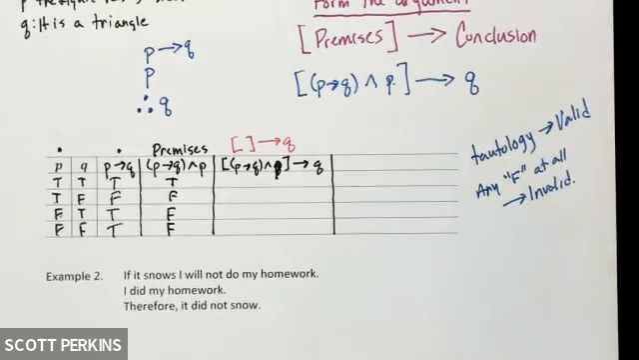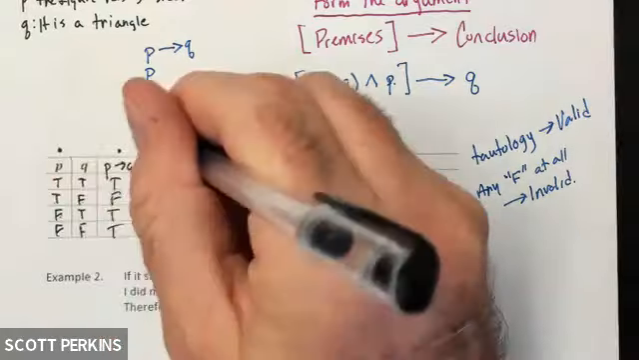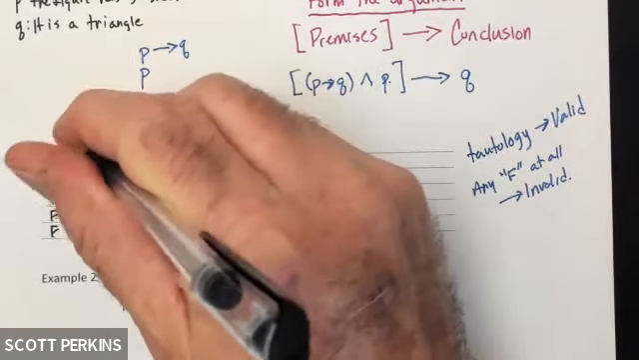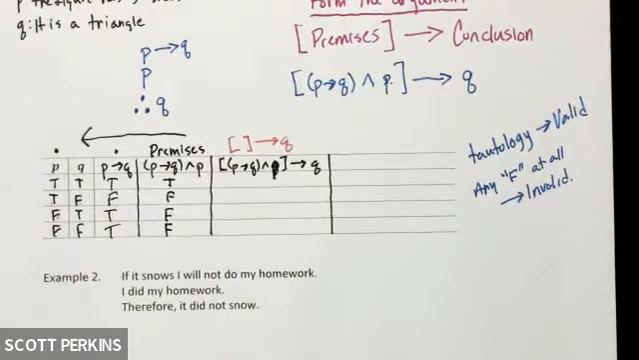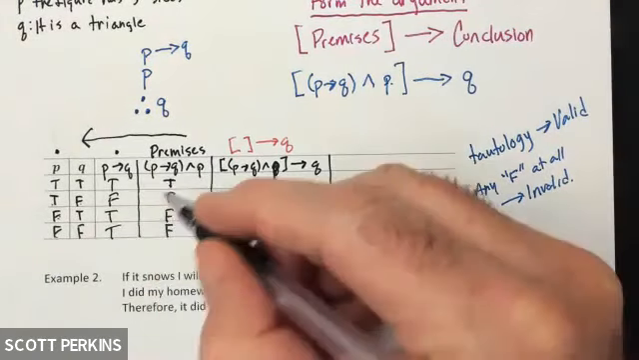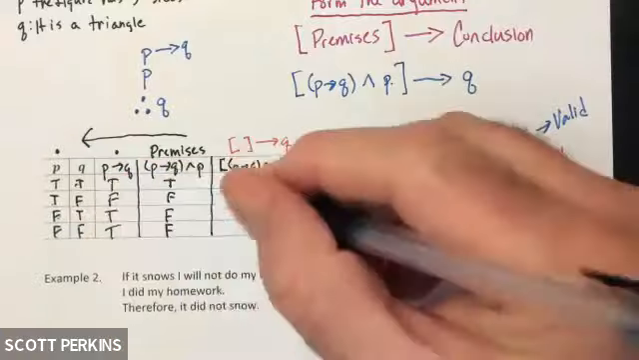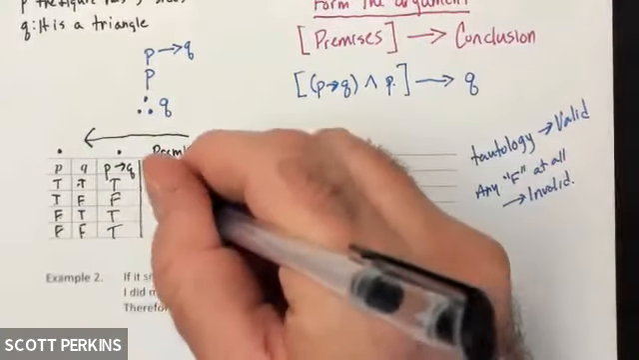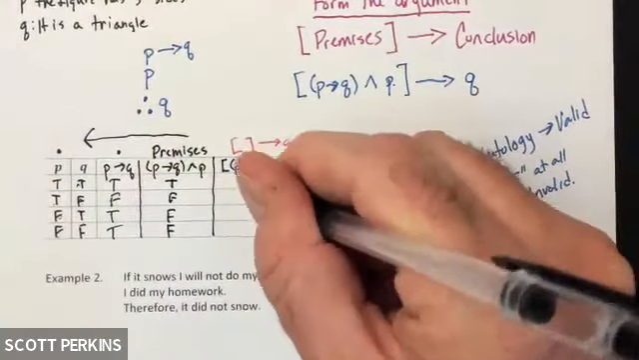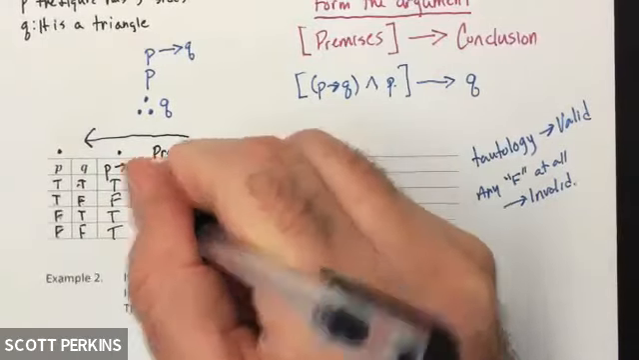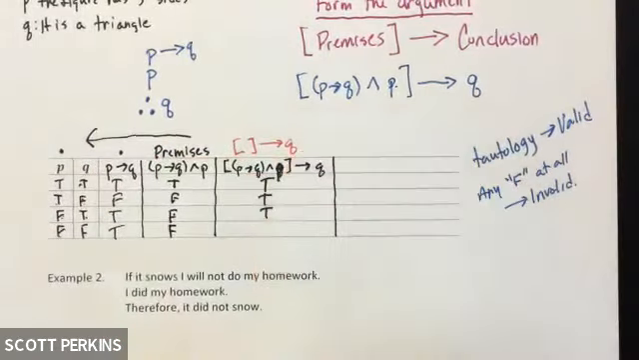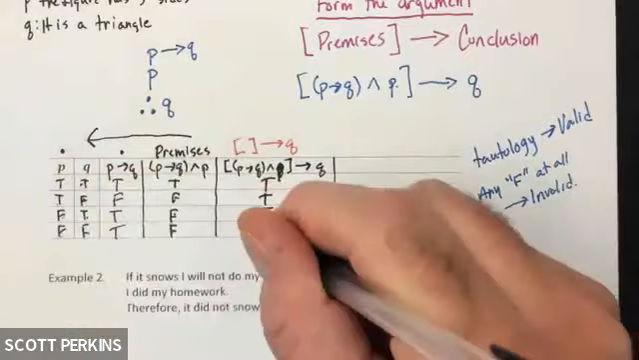I've told you in the past that I always draw an arrow. So I'm going to draw an arrow from my premises to the conclusion, which is Q. Because order matters with my conditional statement. It's the only one that order does matter. So here we go. I've got true, then true. That's good. I've got false, then false. That's good. I've got false, then true. That's good. And then false, then false. That's good.